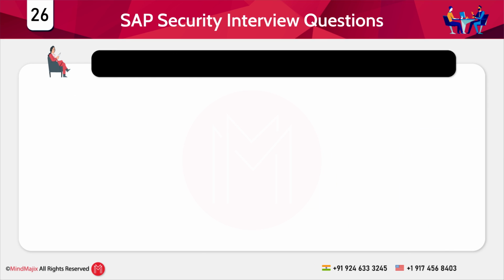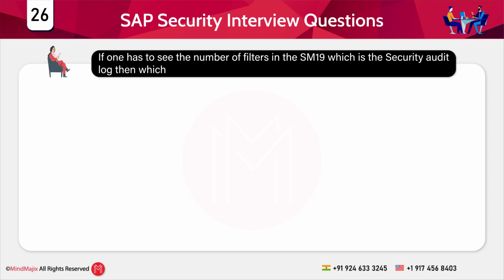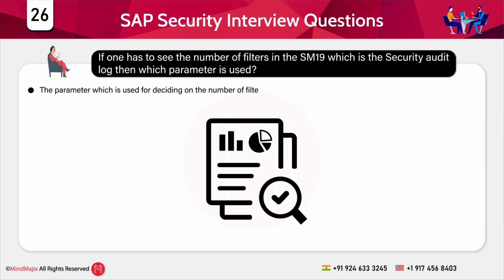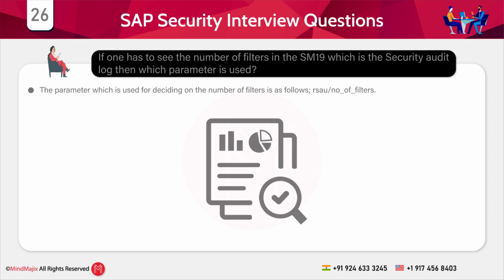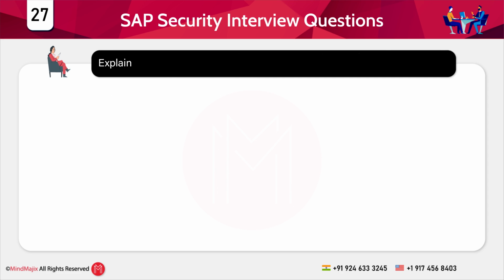The next question is, if one has to see the number of filters in the SM19, which is the security audit log, then which parameter is used? So guys, the parameter which is used for deciding on the number of filters is, as you can see on the screen, RSAU/number_of_filters.